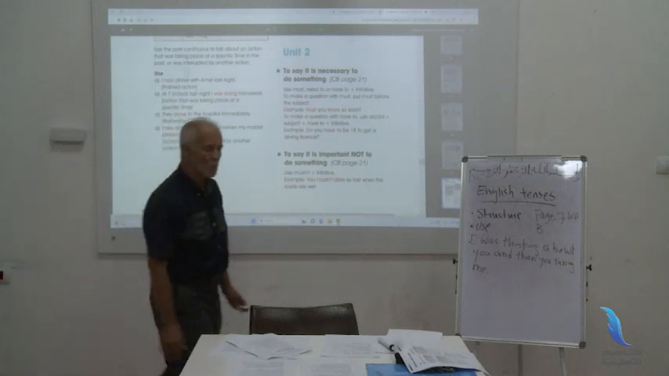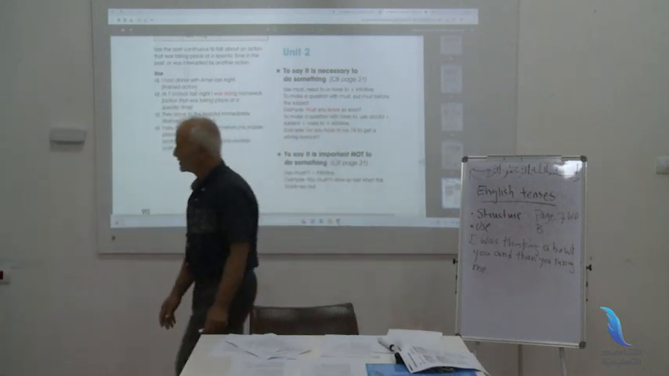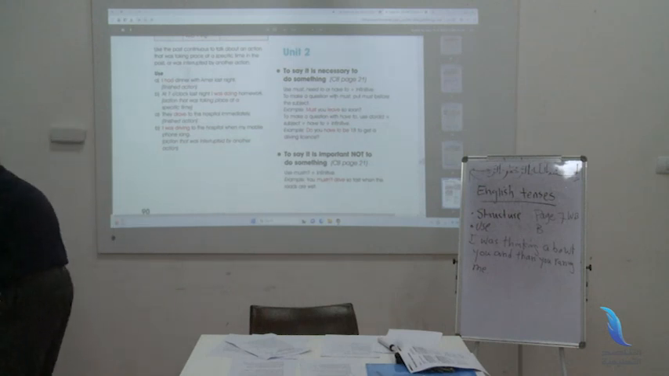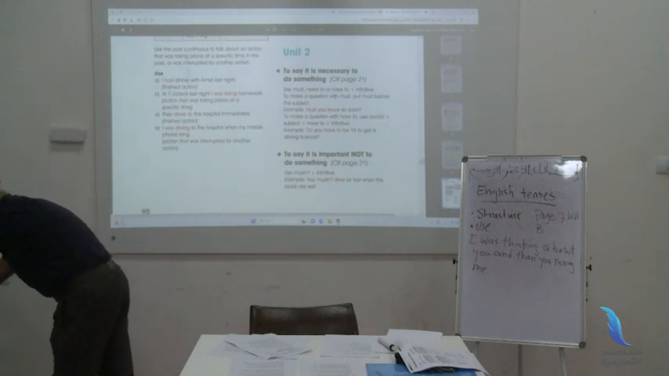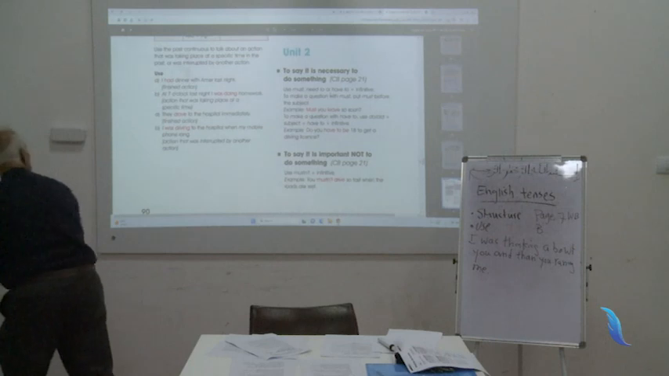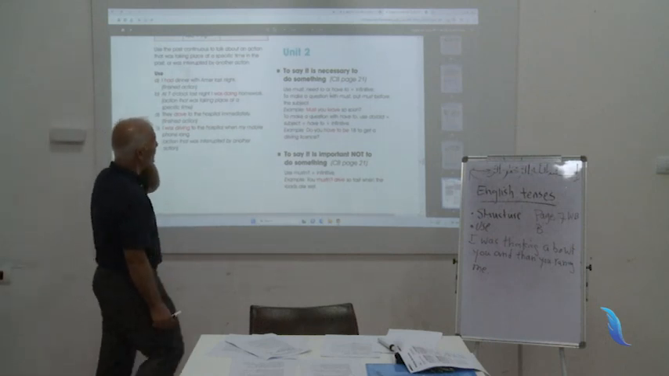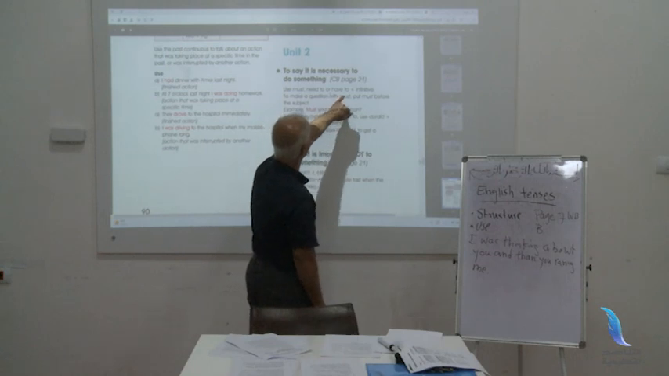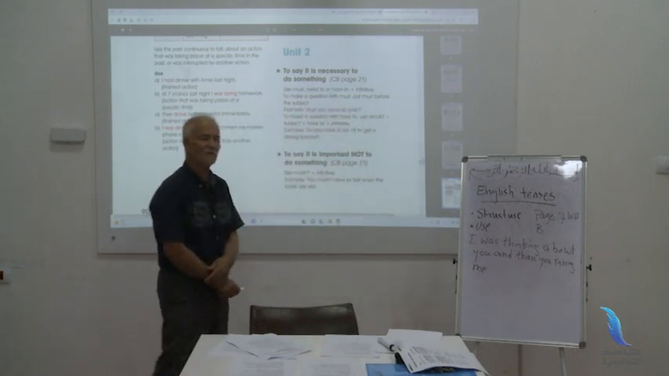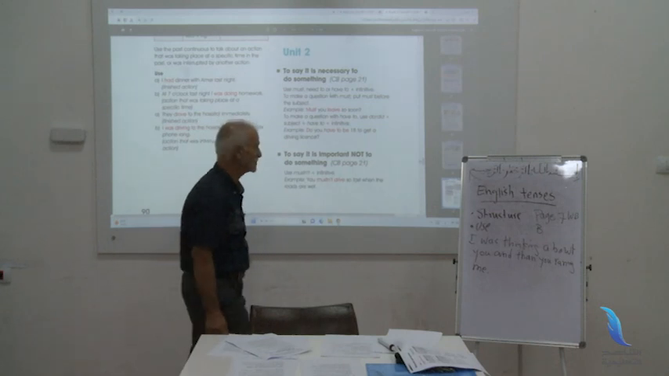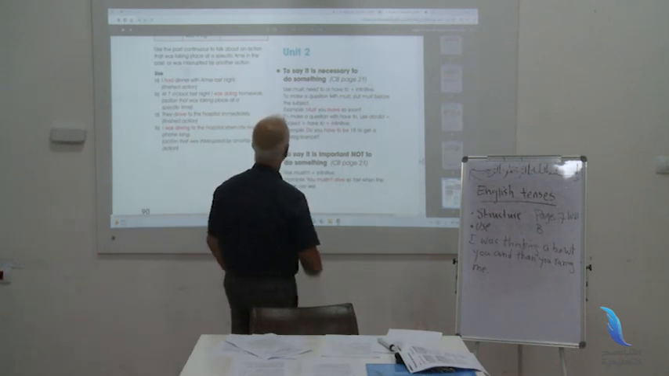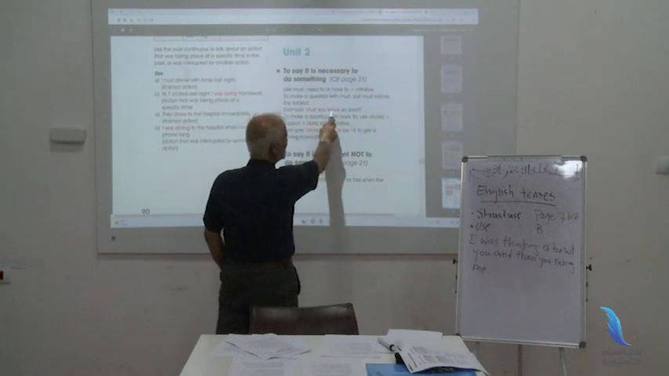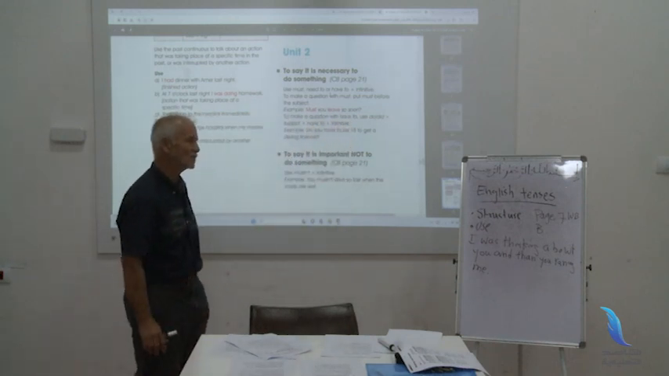Okay, let's move on. This is unit number 1 in your course book. Let's move to unit number 2. To say it's necessary to do something, you can go to page 21 to see the examples. You can use must, need to, or have to, plus infinitive. I have to go home. I have to work hard. For example, must you leave so soon?